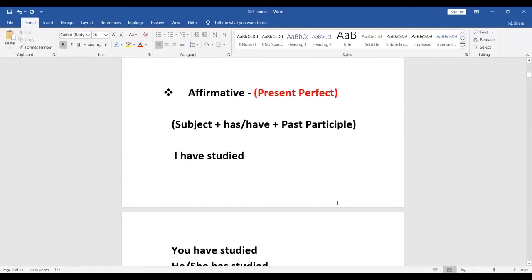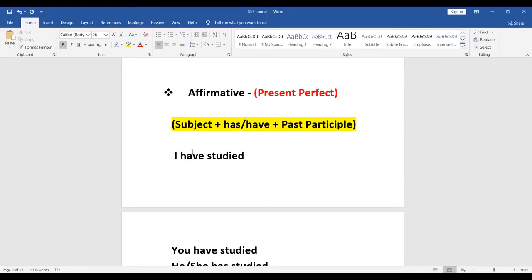Affirmative sentences are sentences that are positive. So we're going to take a look at a few sentences for present perfect. So what is the formula? The formula is basically going to be subject plus the verb has or have plus the past participle. You may ask me, what is the past participle? As you keep learning, you will understand it. We will definitely teach that in depth in a different class.